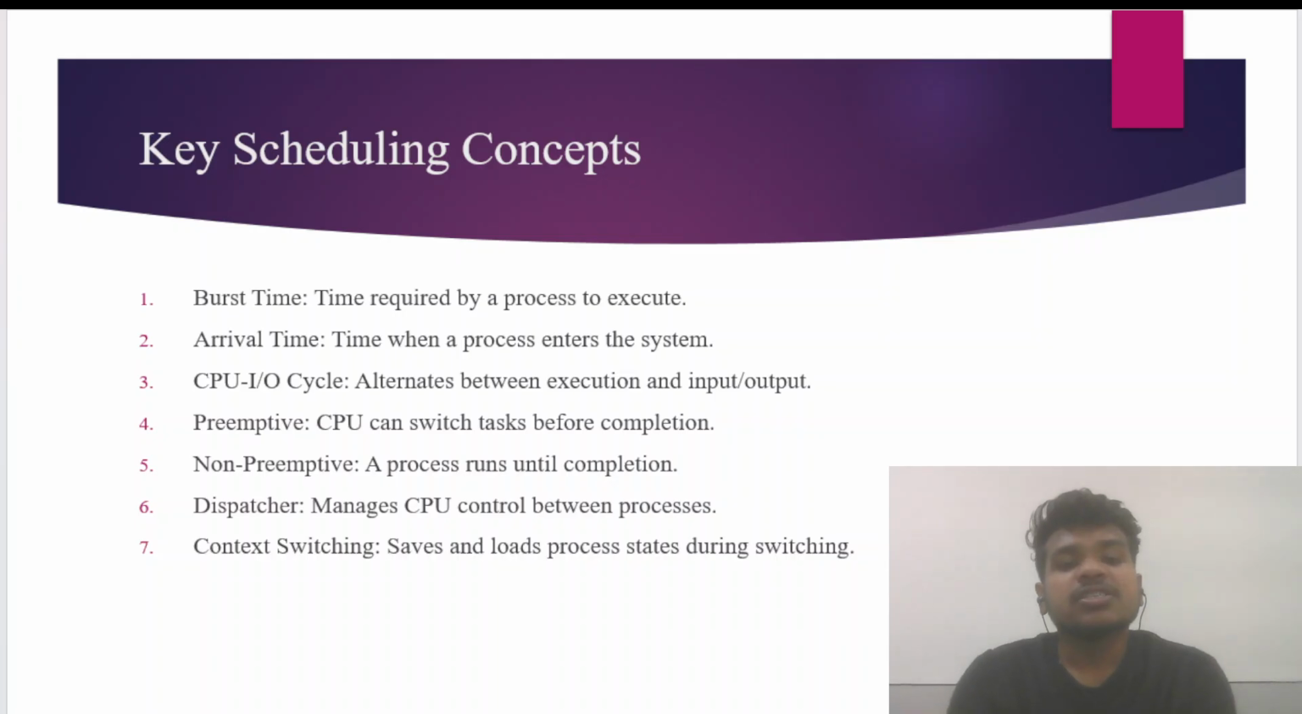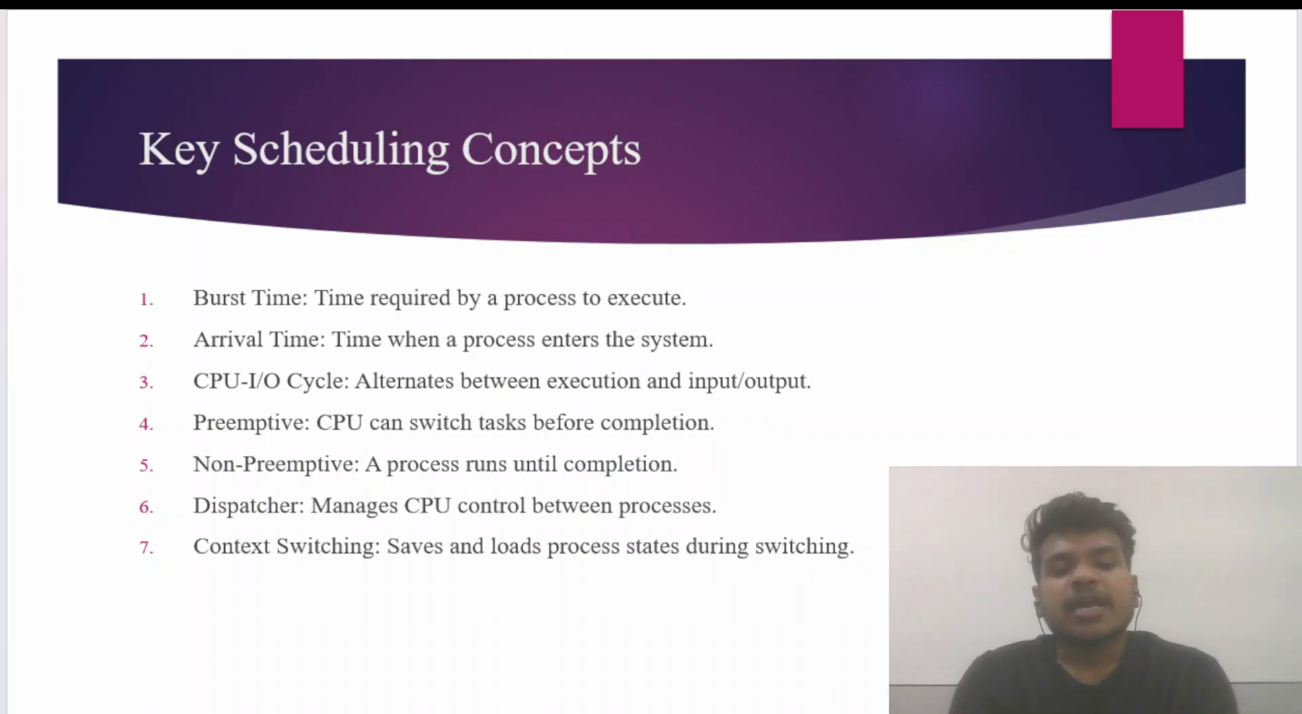The first one is burst time, that is also known as execution time. It is the time required by a process to complete execution in the CPU. Some processes may have short execution time and some have long execution time. For example, a calculator operation needs only a short time. But in video rendering, when we are editing a video, we require it for a long time. So the burst time will be greater.